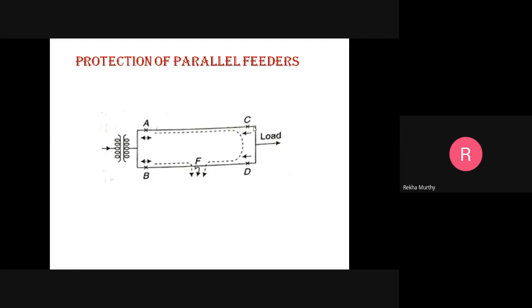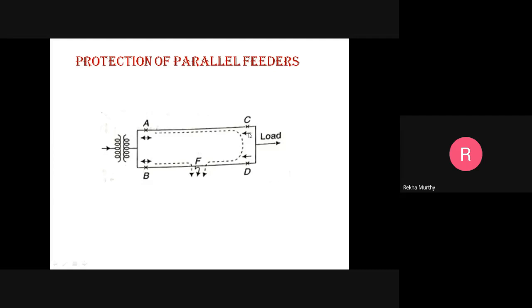Here also we have located a relay, where the direction is only in one direction. This indicates it is a directional overcurrent relay. The arrow mark for these directional relays is placed at C and D. That indicates that the relay will operate if the current flows in the direction shown by this arrow.